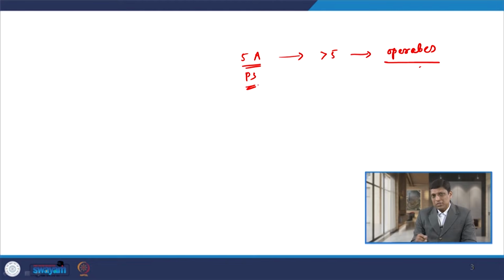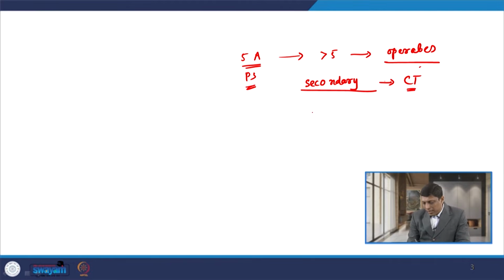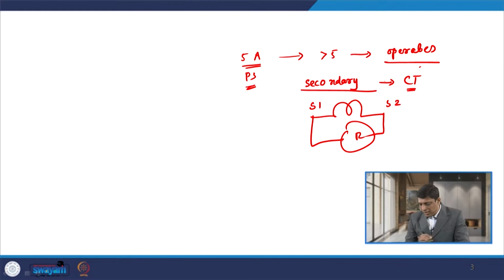The relay, which is known as the overcurrent relay, is always connected on the secondary of the CT. So it has only one input, that is current. It is always connected on the secondary of the CT, that is the current transformer. This current transformer is normally denoted by this symbol, and whenever I want to connect the relay across this CT, I connect it on the secondary side. Let us say its terminals are S1 and S2, these two are the secondary terminals of the CT. So the relay is always connected across S1 and S2.